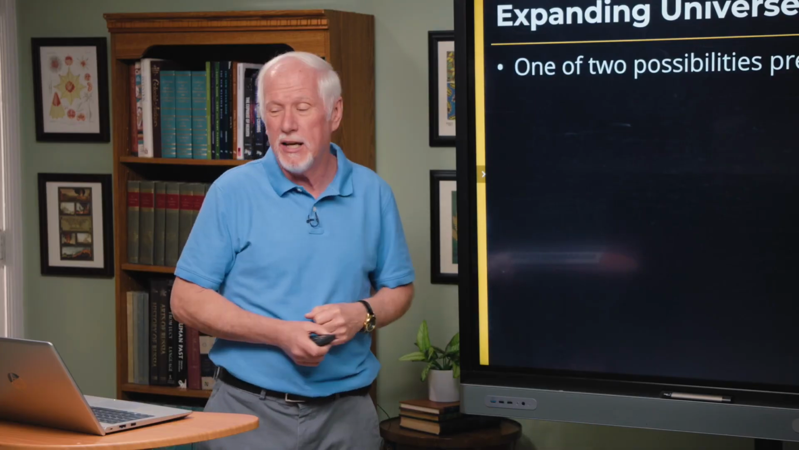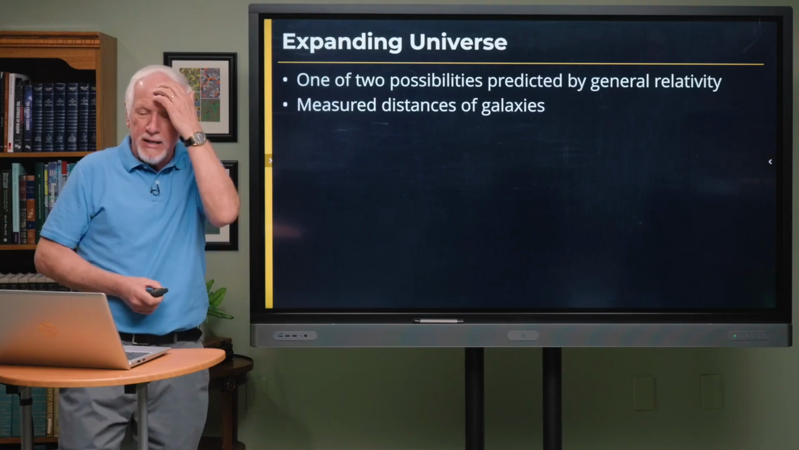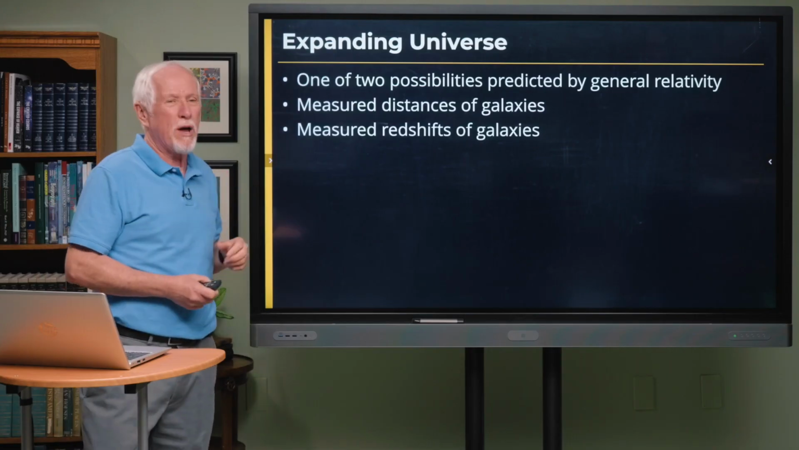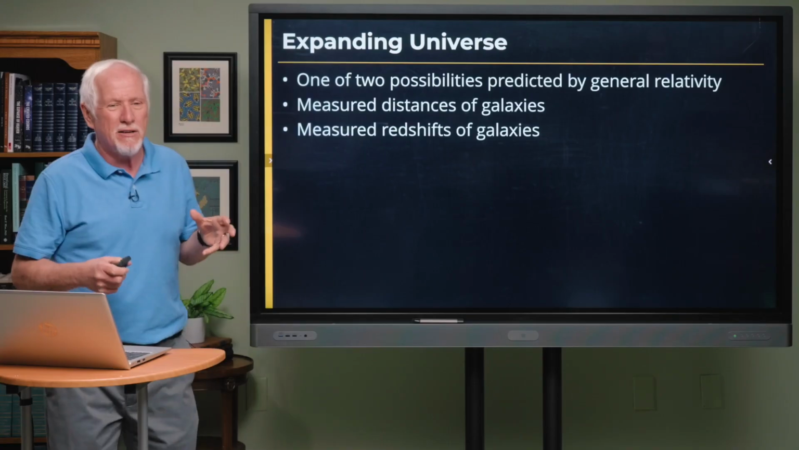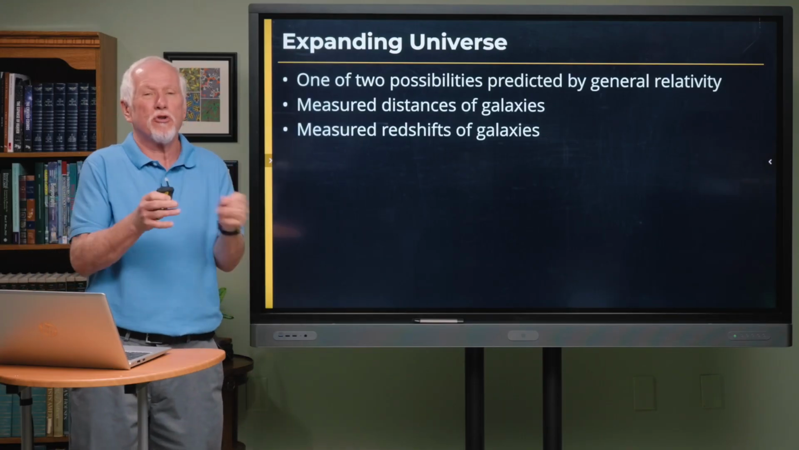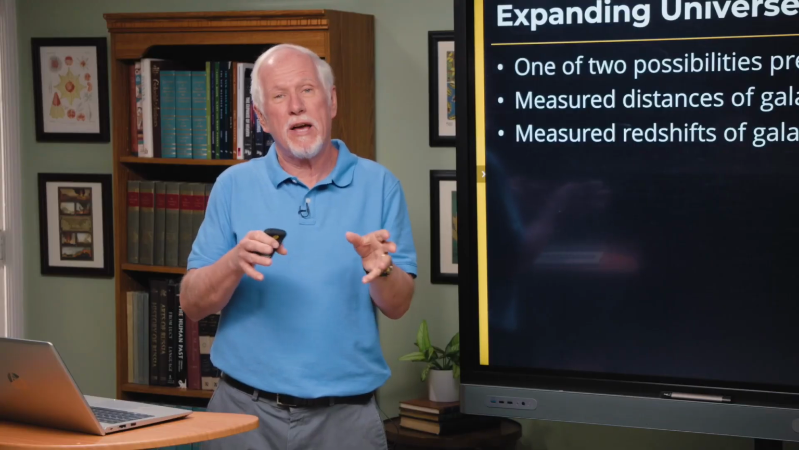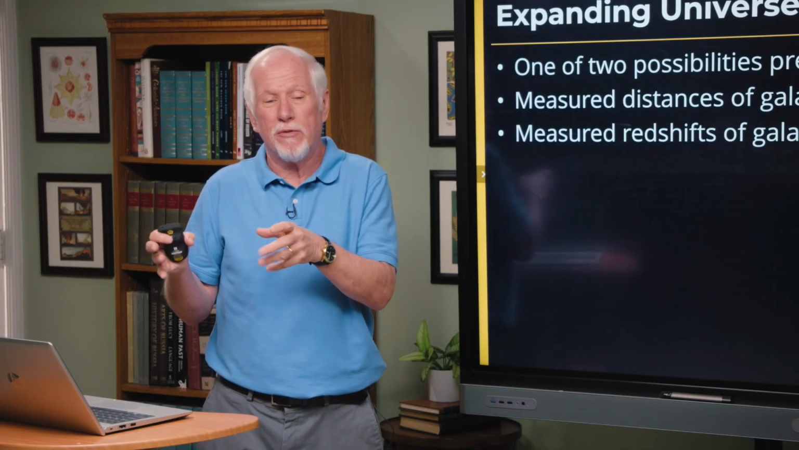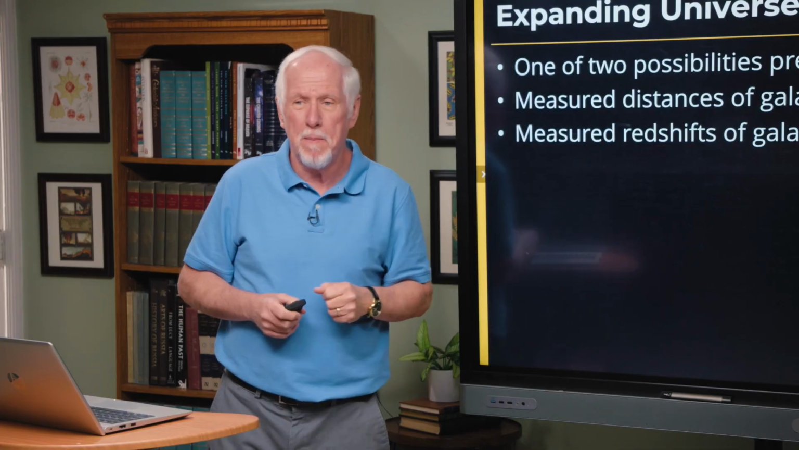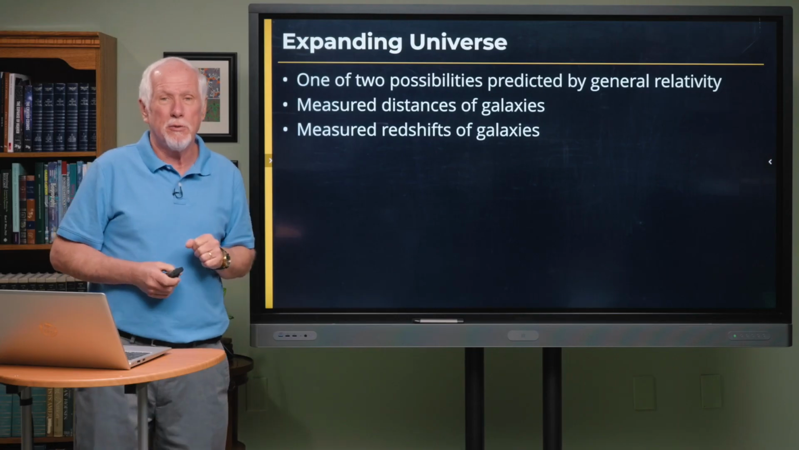And what Hubble did is he measured the distances of a number of galaxies, and then he measured their redshifts. Now, what is redshift? Well, the light of a galaxy can be shifted towards longer or shorter wavelengths. The longer wavelengths is towards the red end of the spectrum. The shorter wavelengths will be towards the blue end of the spectrum. And it's similar to, not identical, but similar to what we call the Doppler effect.